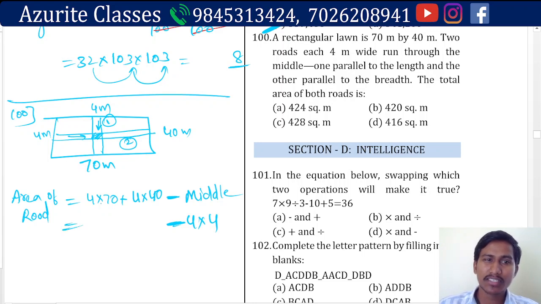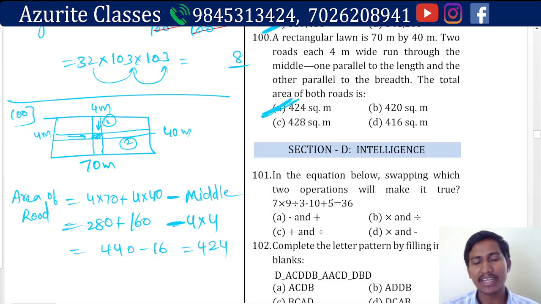So that is 7 4s are 28, 280, plus 4 4s are 16, 160, minus 4 4s are 16. So 280 plus 160 will be how much? That is 440, minus 4 4s are 16. If you minus 16 from 440, that is 424, option A. So this is how you have to do the maths section.